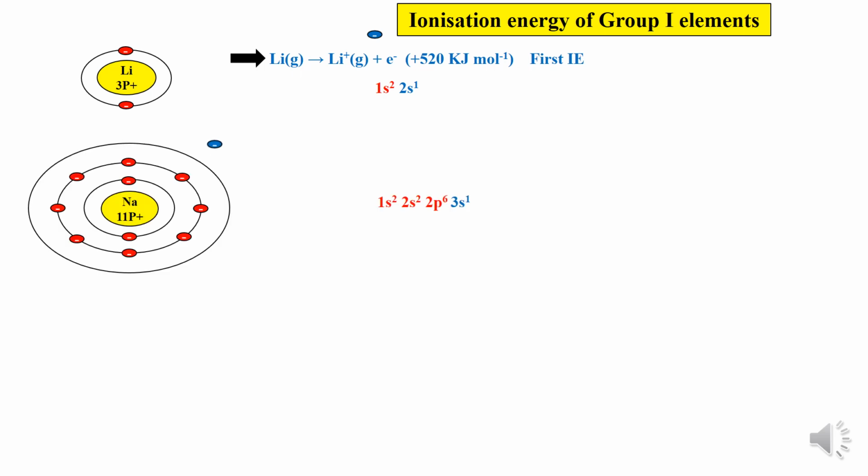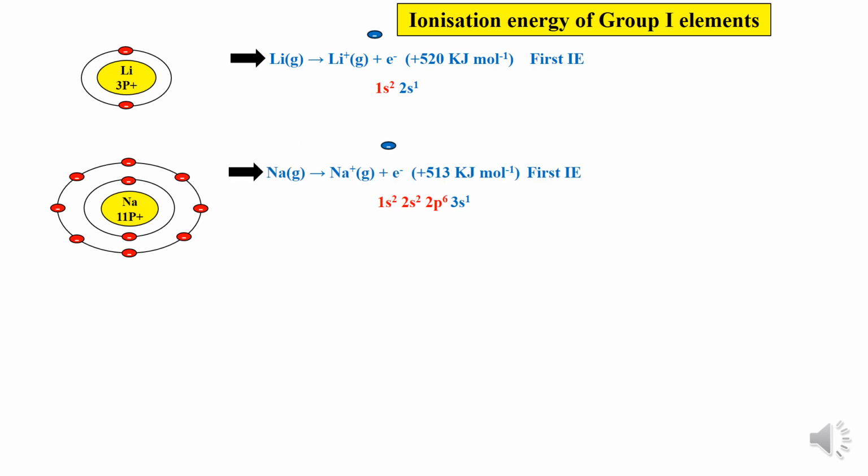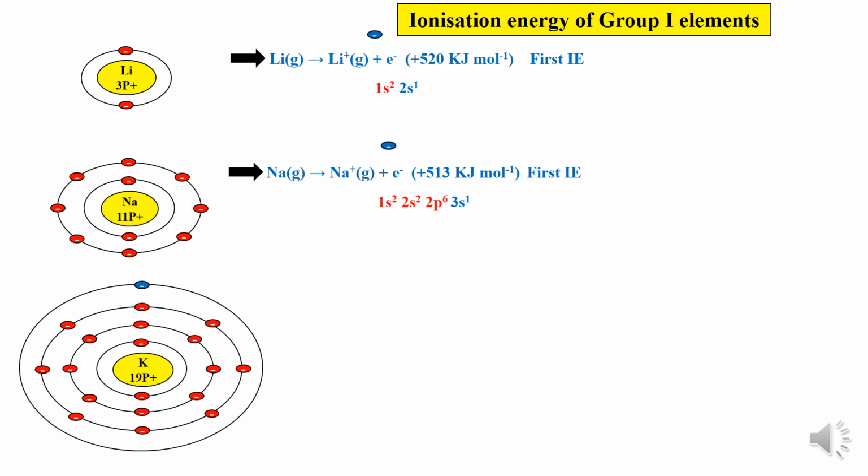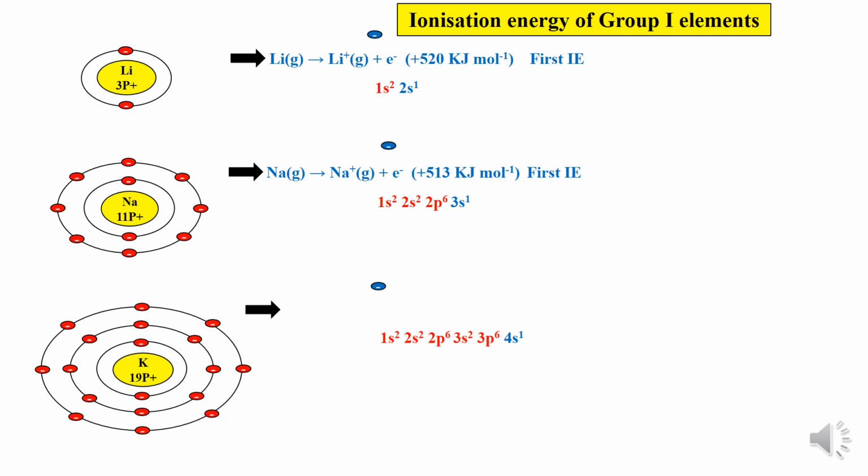Sodium loses its only valence electron. 513 kilojoules per mole of energy is required. Potassium loses its only valence electron. 420 kilojoules per mole of energy is required. So this is what we have discussed and understood so far, and why the energy decreases down the group from lithium to potassium. But let's see what happens when we try to remove the core electrons.